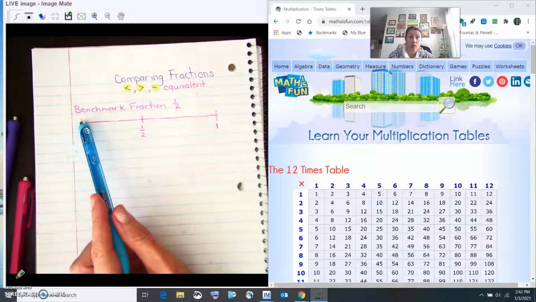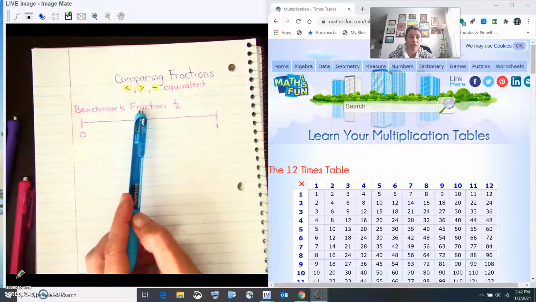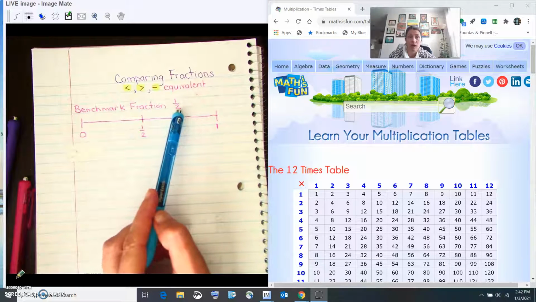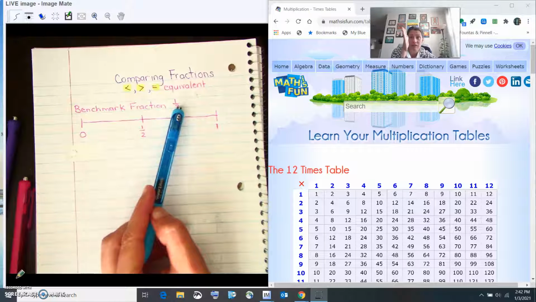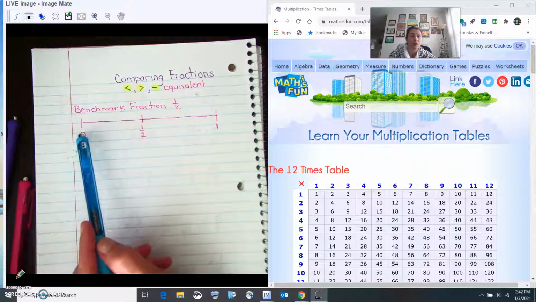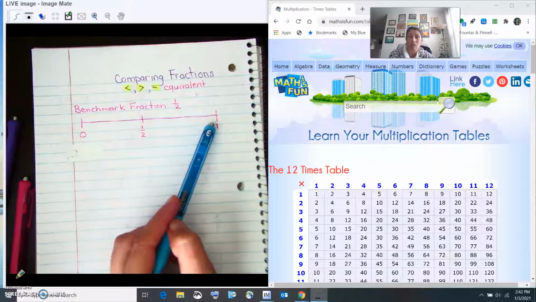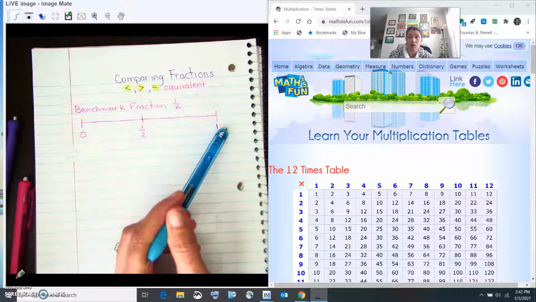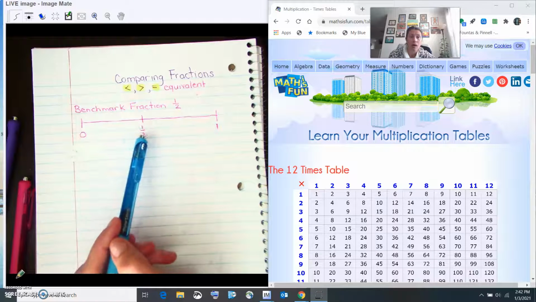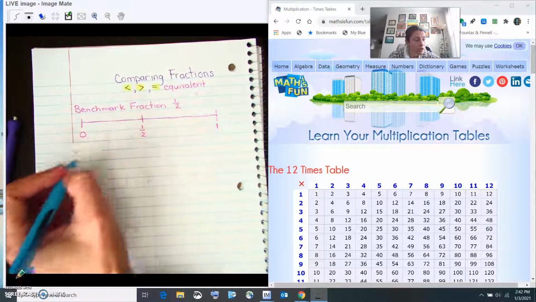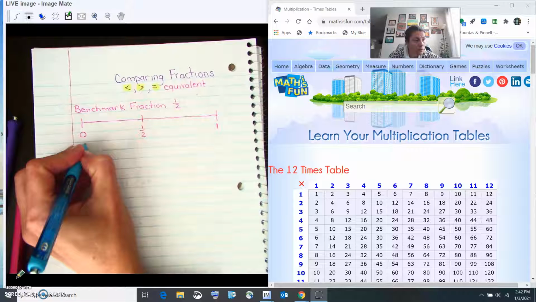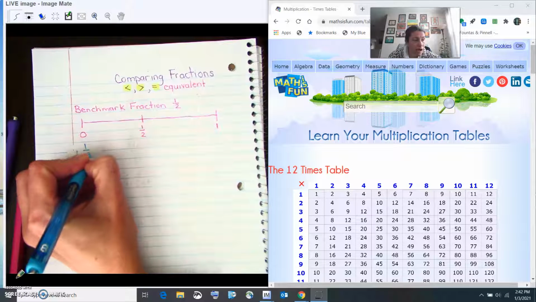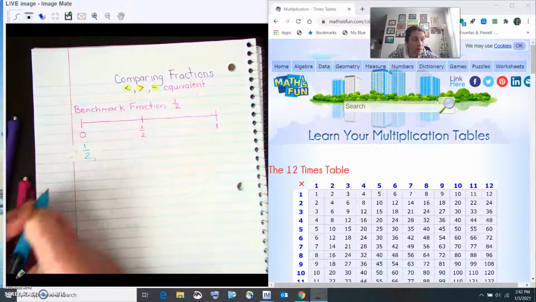The first strategy that we're going to be doing is benchmark fractions, and we're going to do benchmark fractions to 1/2. And what that means is that we know what 1/2 is. So we're going to use that to decide if it's bigger or smaller. We're going to be using a number line with this also. So we've got 0 to 1 because we know that a fraction is part of one whole, and we know what 1/2 is. And what we're going to do is find fractions that are equivalent to 1/2.